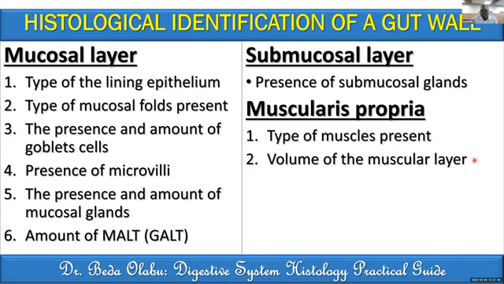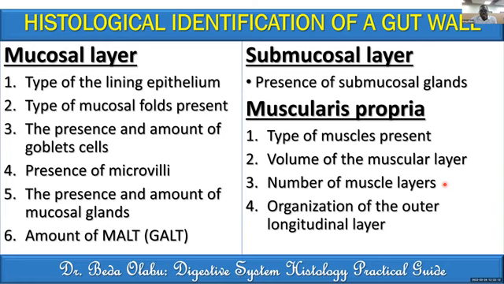How much of the muscle is there? Is the muscular layer very thick? Think about stomach or think about a sphincter. Is it a sphincter or is it the stomach? There's a volume of muscle. The number of muscle layers will also guide you. Are there 3 layers of muscles? It's the stomach. 2 layers of muscles, okay, think about anywhere else.